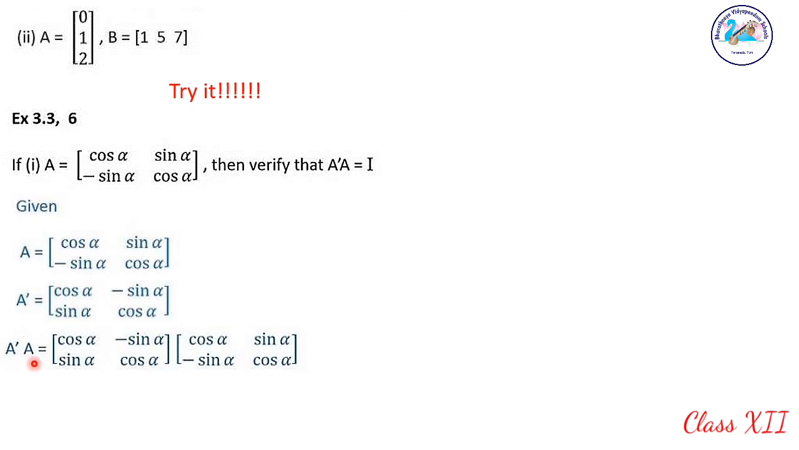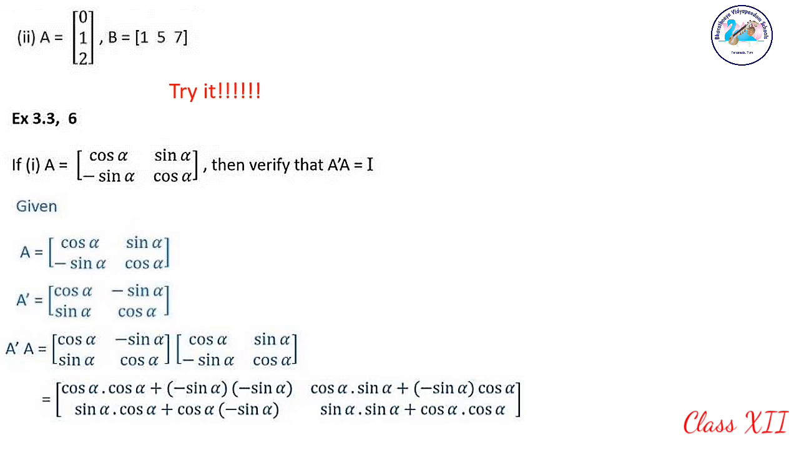Then A transpose into A. A transpose into A means just second matrix, that is cos alpha minus sin alpha cos alpha, that is our A transpose. Then with A you have to multiply. A is cos alpha sin alpha minus sin alpha cos alpha. Then just first row with the first column, that is cos alpha into cos alpha minus sin alpha into minus sin alpha, that is mentioned here. Then first row with the second column, that is cos alpha into sin alpha, that is written, minus sin alpha into cos alpha, that is written.